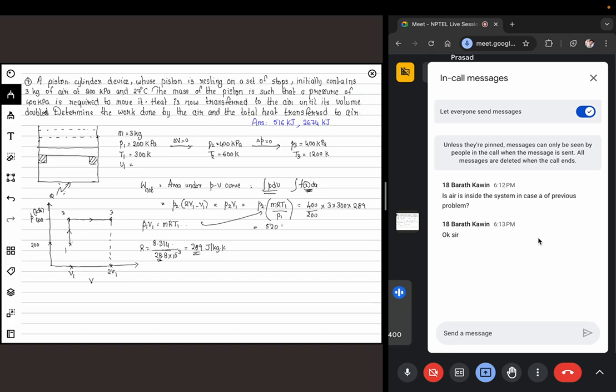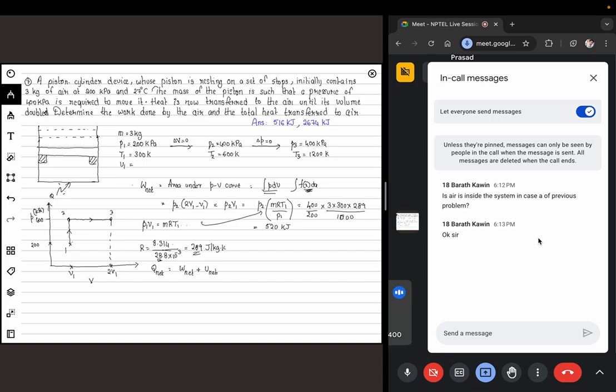So I'm getting around 520 kilojoules. I'm just dividing by 1000 to convert it into kilojoules. So this is the work done. Now how do I calculate the heat transfer? This is the first part. Q net is essentially your W net plus U net from your first law. So this could be one way.